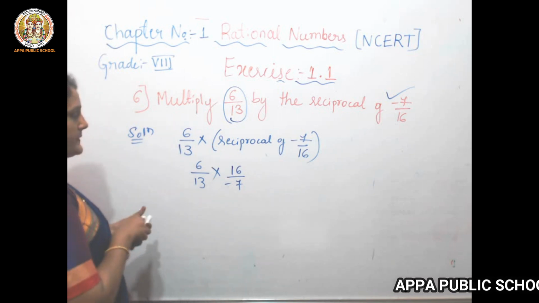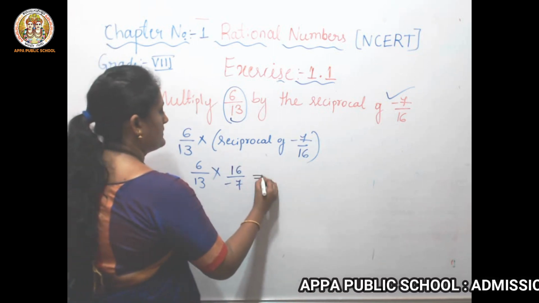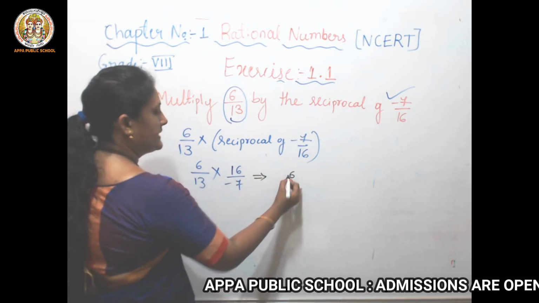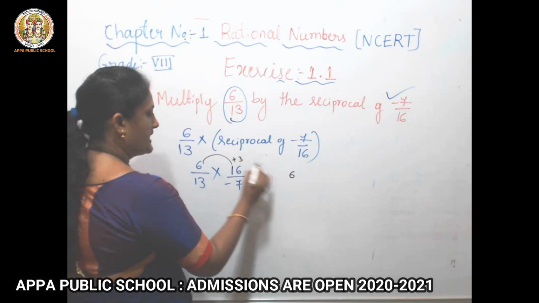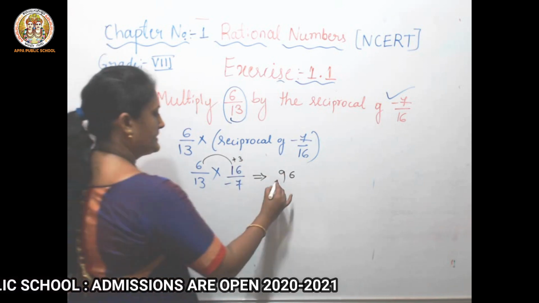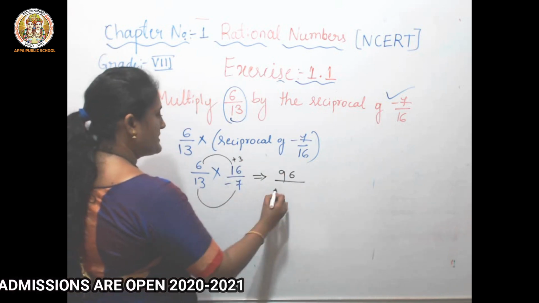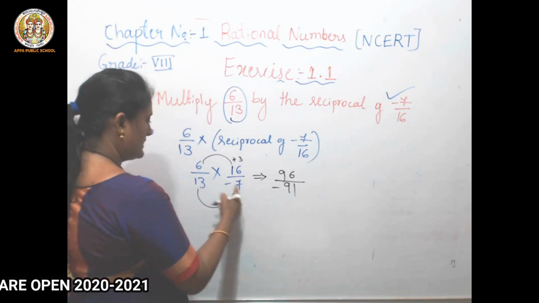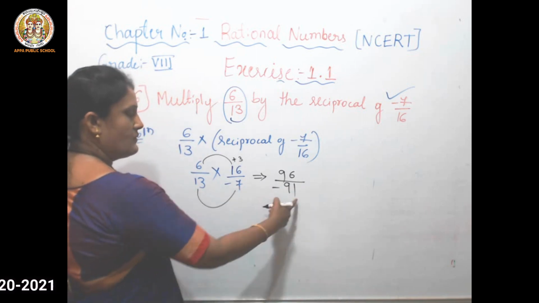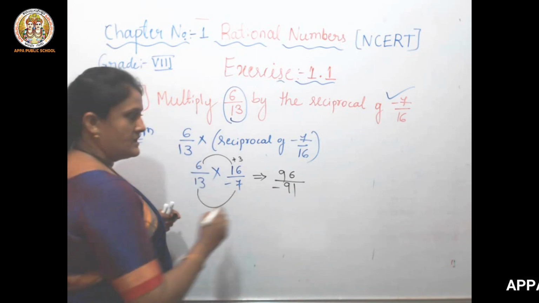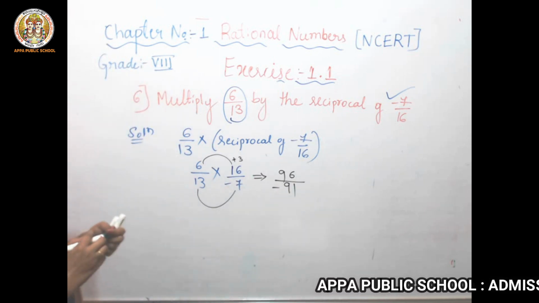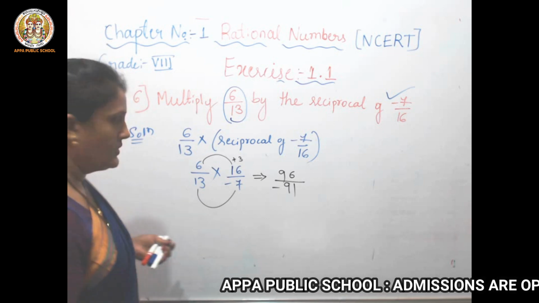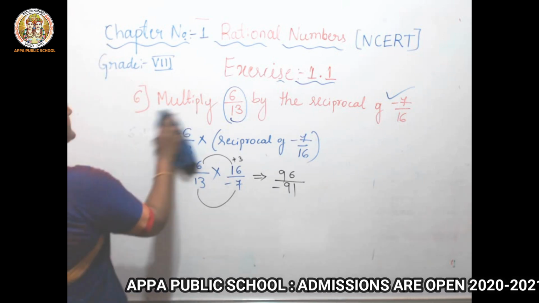So shall we multiply? 6 6s are 36, 6 1s are 6 plus 3, it's 9. 96 divided by 13 7s are 91. 3 7s are 21, 1 2 carry, isn't it? So 91. So this is the answer: minus 96 by 91. That's negative. Okay, now we'll go for the seventh one.